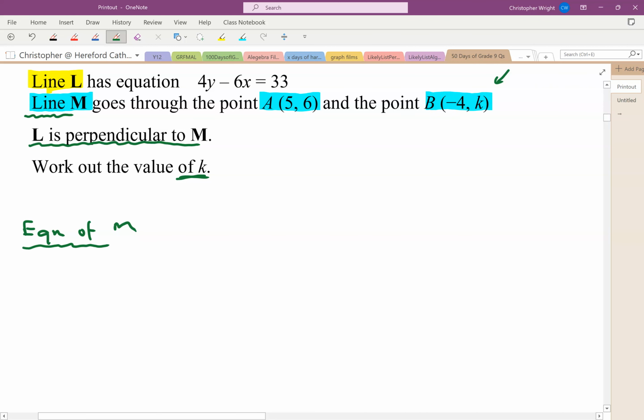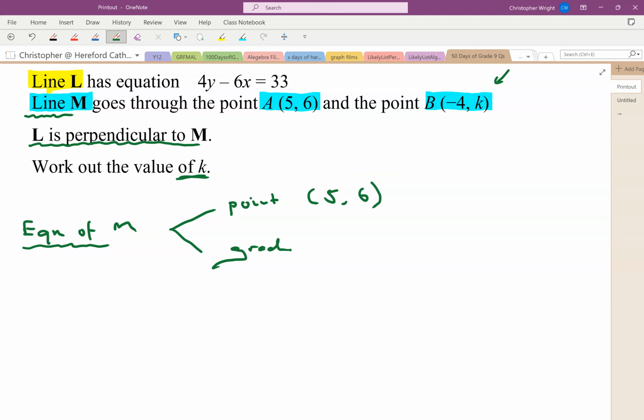Now, to find out the equation of a line, I need to know two things. I need to know a point on the line, and I need to know the gradient of the line. The equation of the line M is what I'm after. Do I know a point on the line M? Yes, I do. It goes through the point A, (5, 6). Do I know the gradient of the line M? Well, I don't, but I do know that the line M is perpendicular to L. So do I know the gradient of L?